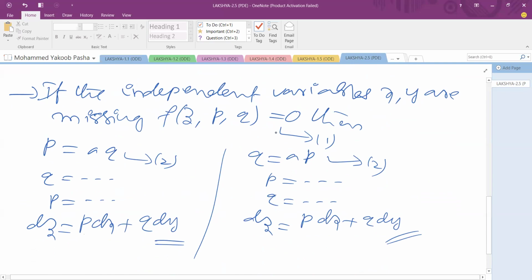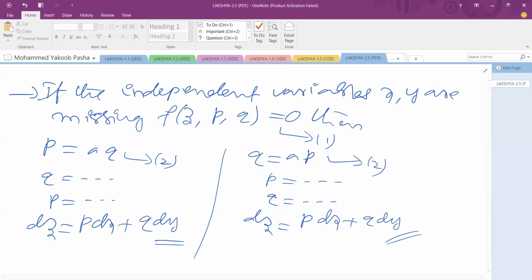Here in this case the Charpit's equations become p is equal to aq or q is equal to ap. When p is equal to aq, solve for q, we get a q value, and substituting in equation 2, we will get a p value. Similarly, if you take q is equal to ap, these two are options. According to our problem, we choose whichever makes the simplification easier.